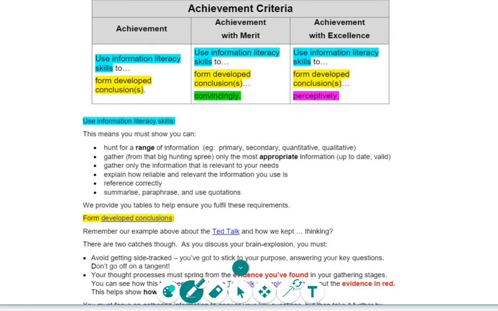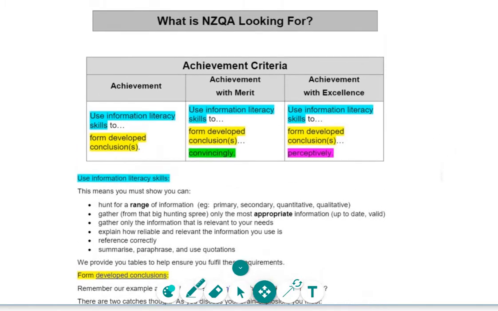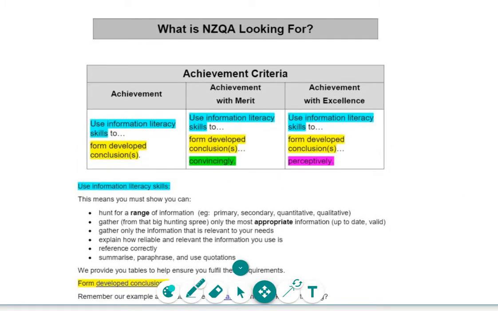Okay, page 8, your achievement criteria. What is NZQA looking for? I've broken this down into parts so that you can see them clearly. So use information literacy skills. You've got to do that in each of these. Right, what does that mean, using information literacy skills? Already been over it a fair bit.